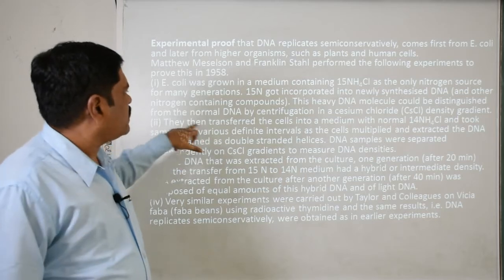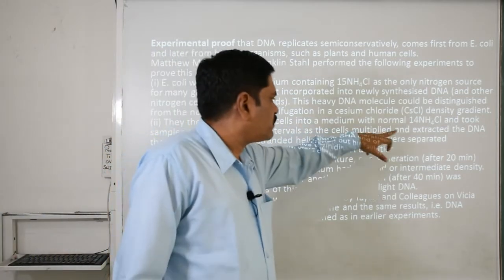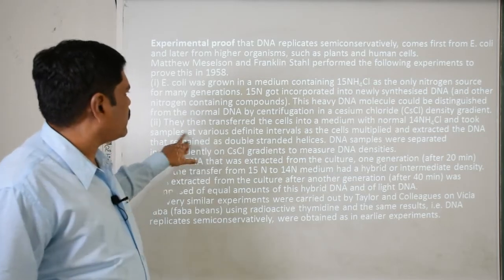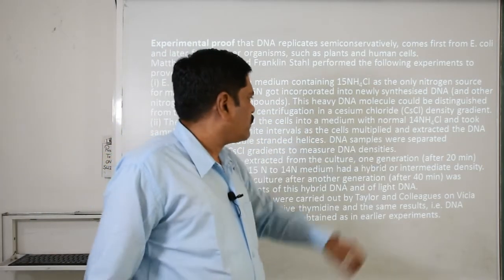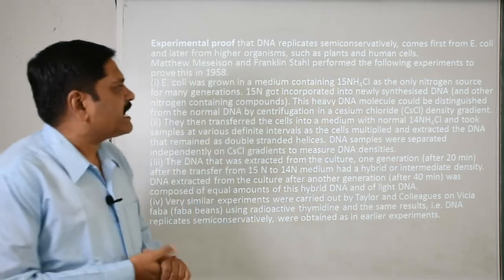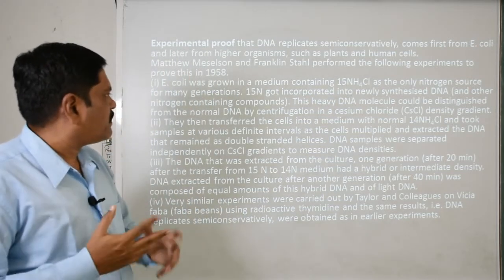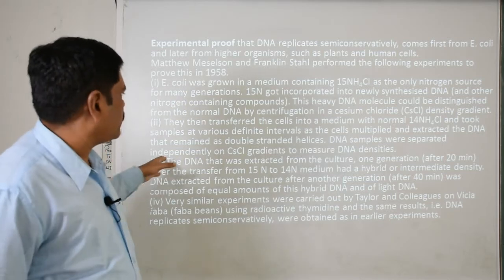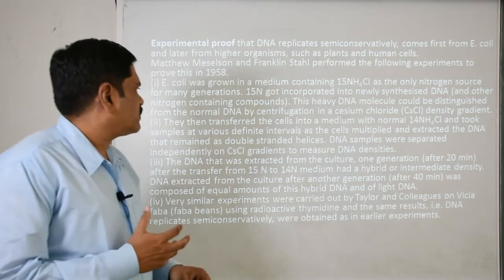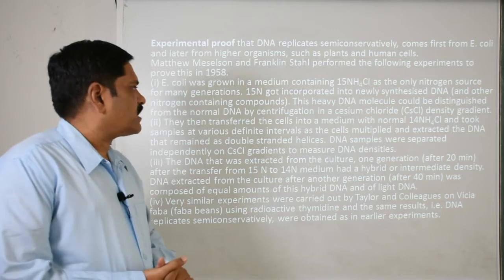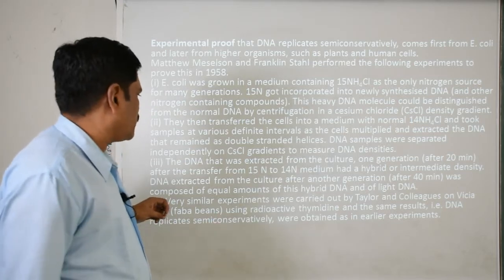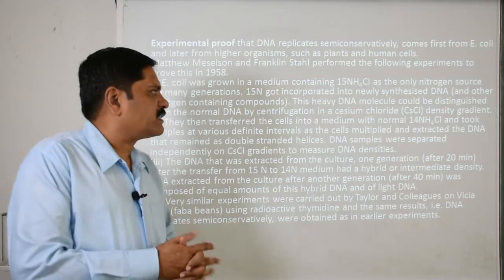They then transferred the cells into a medium with normal ammonium chloride and took samples at various definite intervals as the cells multiplied, and extracted the DNA that remained as a double-stranded helix. Then these DNA samples were separated independently on the cesium chloride gradient, and by obtaining the specific density we can consider them. Clear?